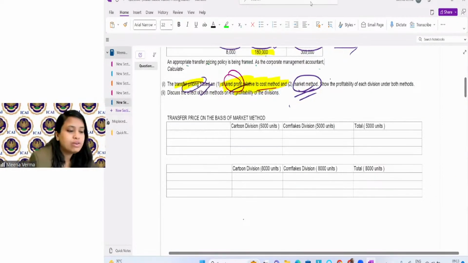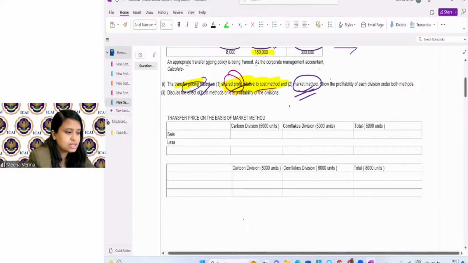Okay, now let's do it. On the basis of market price, we are deciding the transfer price of the goods. The sale value, less cost, will give the profit. So this will be my sale, less cost, and the profit we have. So we are considering all these things here. And what happened?